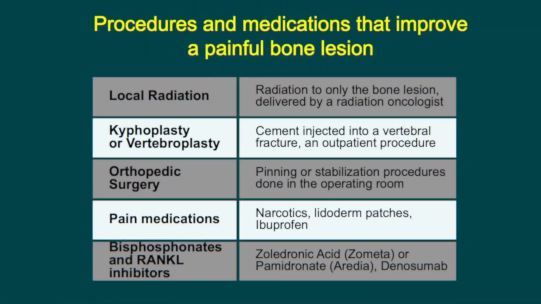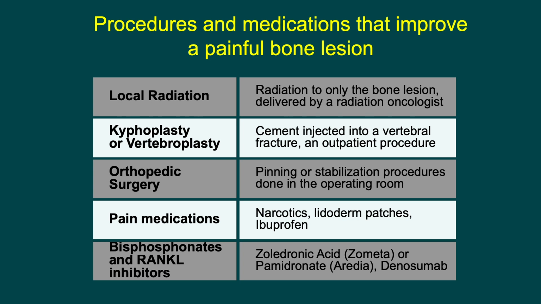So treating the myeloma is very important to reestablish the balance, but we also need to address what happened at diagnosis. For example, when somebody has bone pain related to a pathologic fracture, you can consider radiation therapy. There are kyphoplasty and vertebroplasty, which we need to talk about. Then there is orthopedic surgery, pain medications, and finally two medications that are very important to treat bone disease: bisphosphonate and the RANK ligand inhibitor.